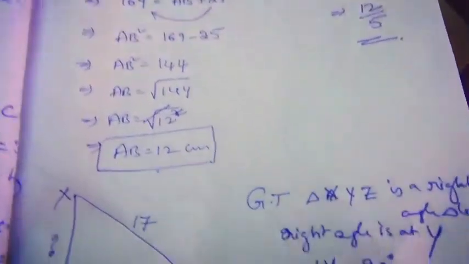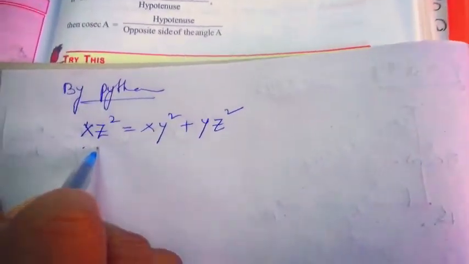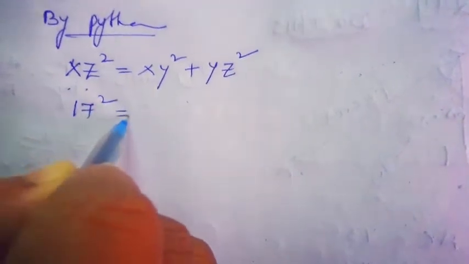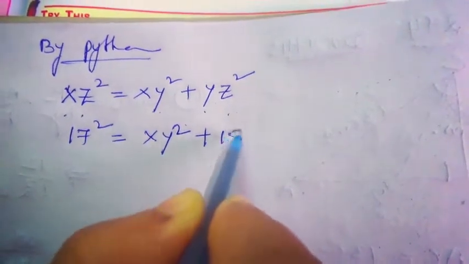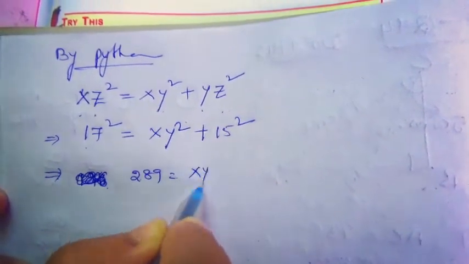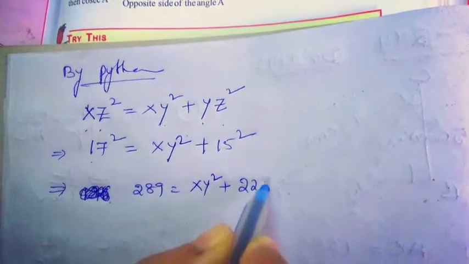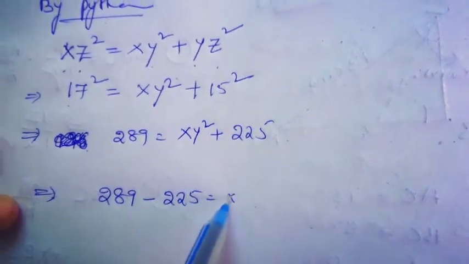what is the hypotenuse here? The hypotenuse is XZ. XZ is the hypotenuse. So XZ square is equal to XY square plus YZ square. So XZ square is 17 square, that is equal to XY, we have to find out, we don't know, plus YZ, 15 square. That is, 289 is equal to XY square plus 15 square, 225. That implies 289 minus 225 is equal to XY square.